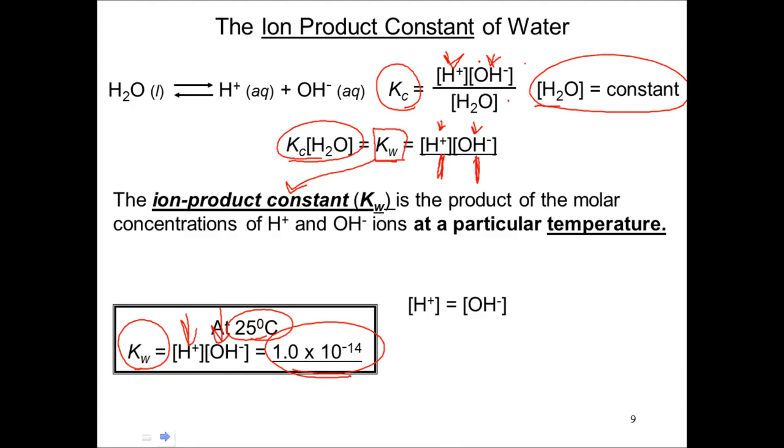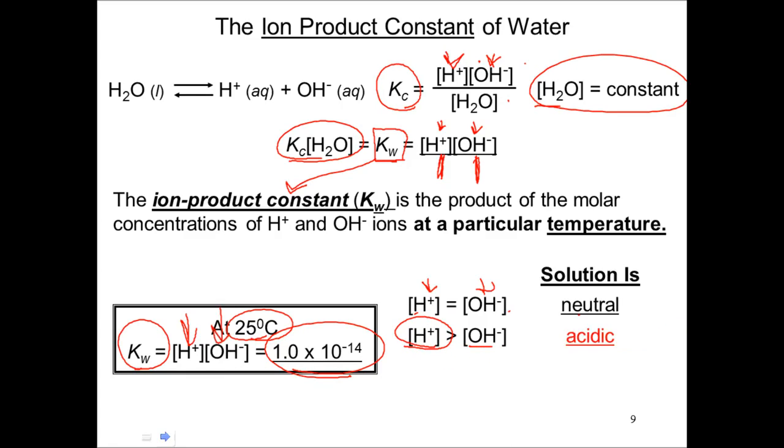The assumption is that the hydrogen ion concentration is equal to the hydroxide ion concentration. And so if that's the case, then you will have a neutral solution. However, if you have more hydrogen or hydronium ions than hydroxide, then you should have an acidic solution. If you have the hydroxide ion concentration less than the hydronium ion concentration, then you will have a basic solution.